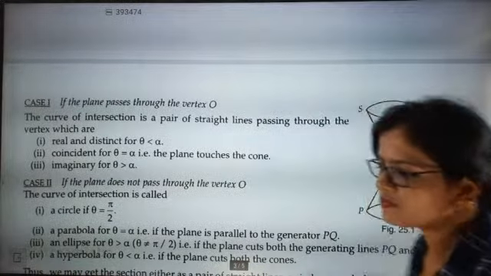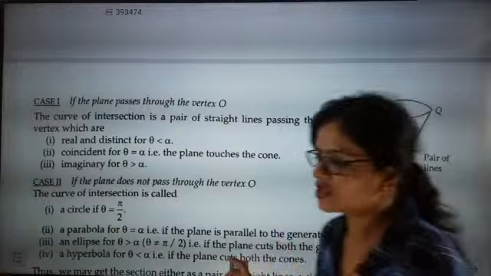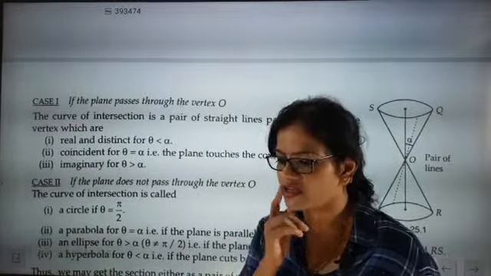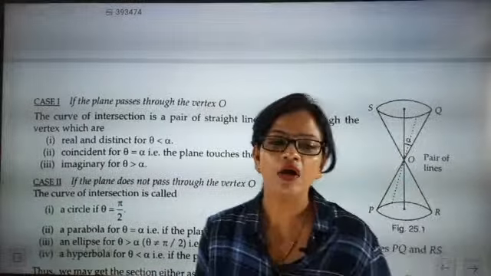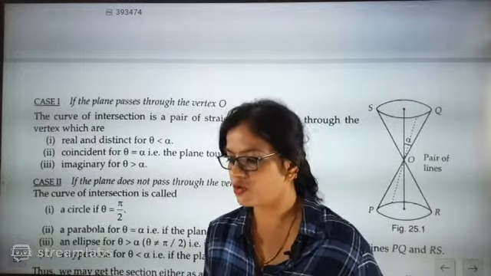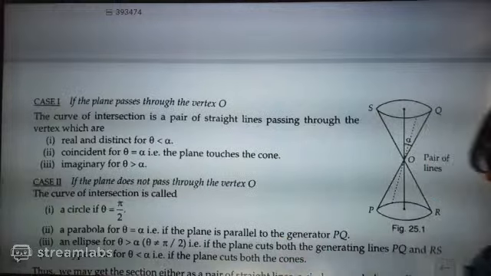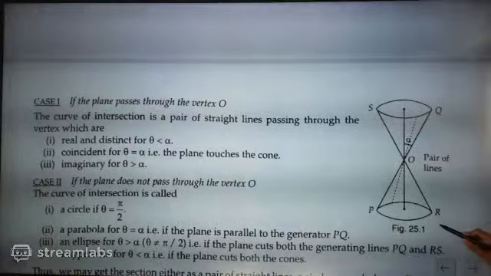Please pay attention here for case 1 and case 2 for understanding. This PDF will be available to you. Once this session is over, this PDF will go to your group and it will go on Insta also. Now look here, we are going to study this part one by one.